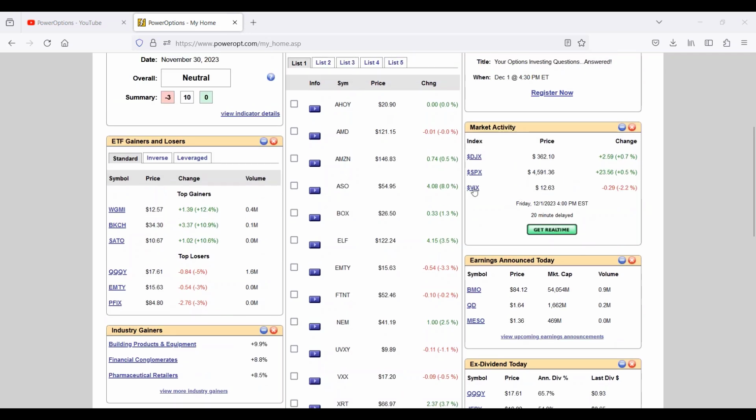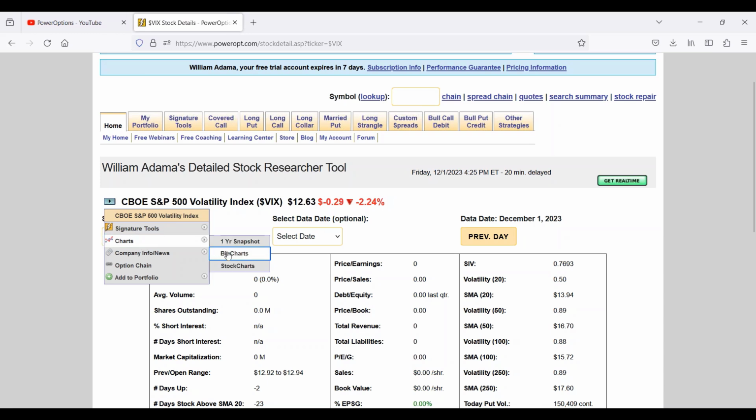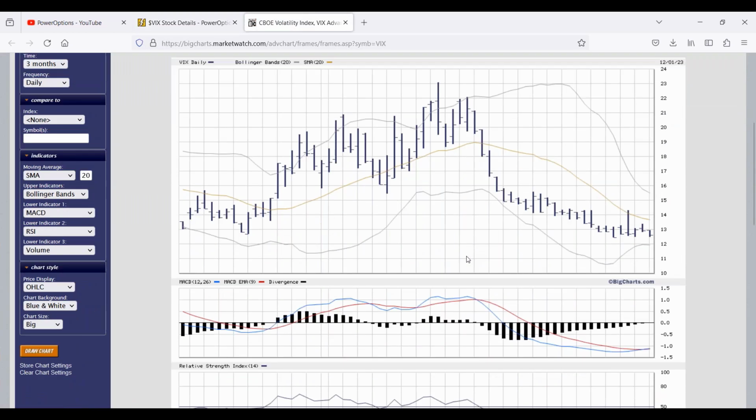Actually, VIX is a pretty good one to use. Let me just navigate over to the VIX here. Let's go to charts and let's go to big charts. This is not a standard security or an ETF. Hondo was referring to maybe SPY seeing a downfall, or SH, the short SPY. We could take a look at that as well.